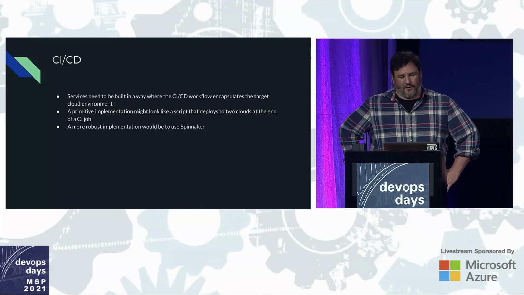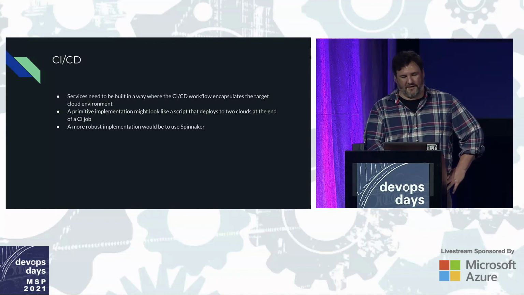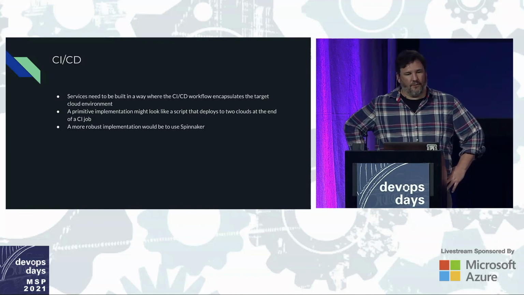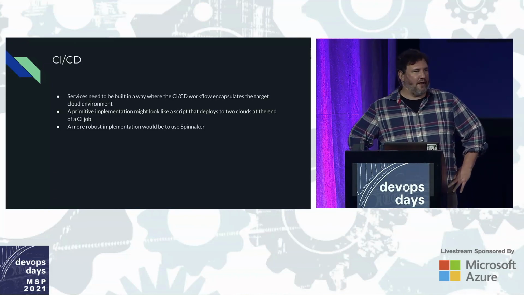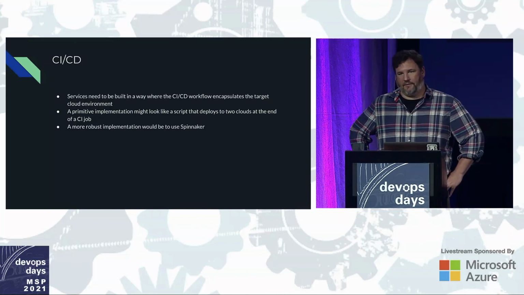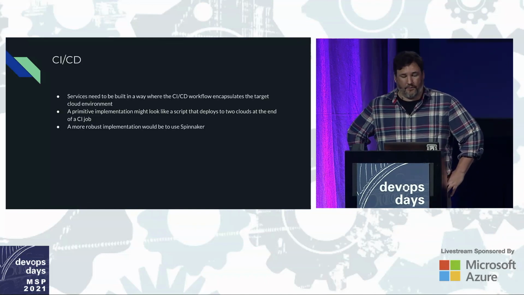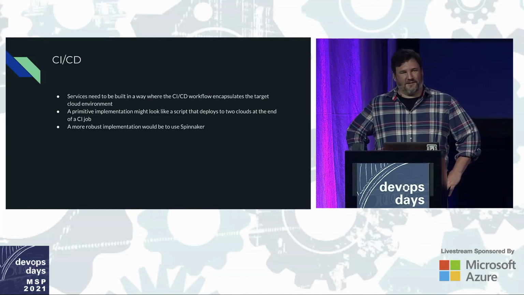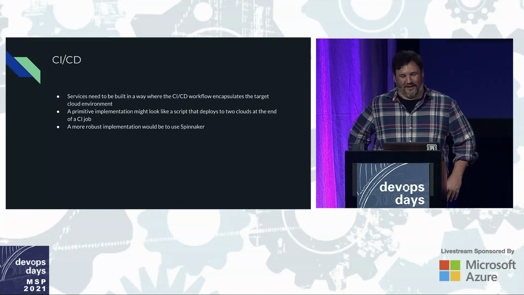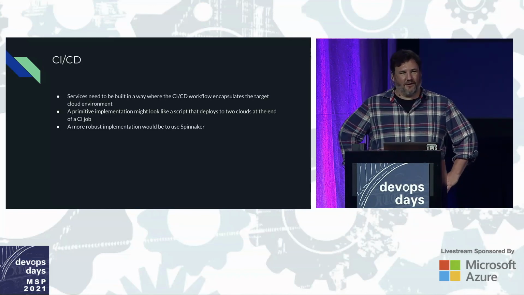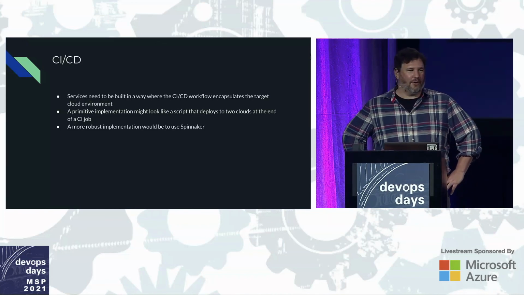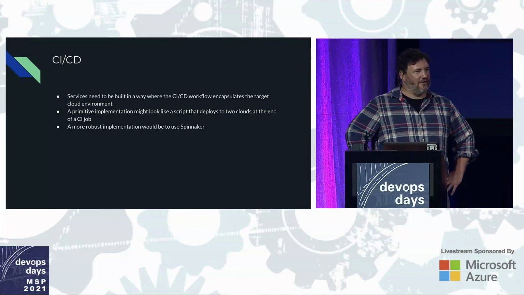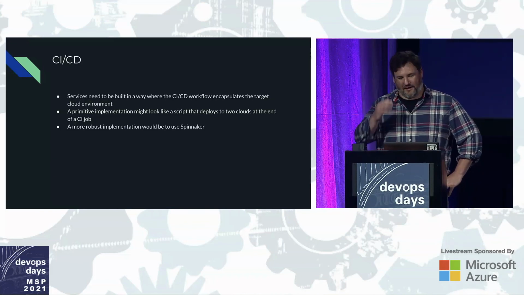Services need to be built in a way where CICD encapsulates the underlying runtime environment. So in other words, services should not be designed in a way that they have to understand what cloud they're going to be running in. And I think for this audience, this is definitely speaking your language, right? You can probably already imagine how you would architect a CI job to deploy one Docker container out to two different clouds, right? That's not a very big jump.